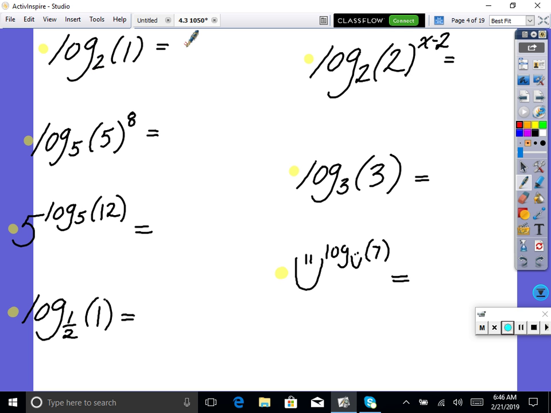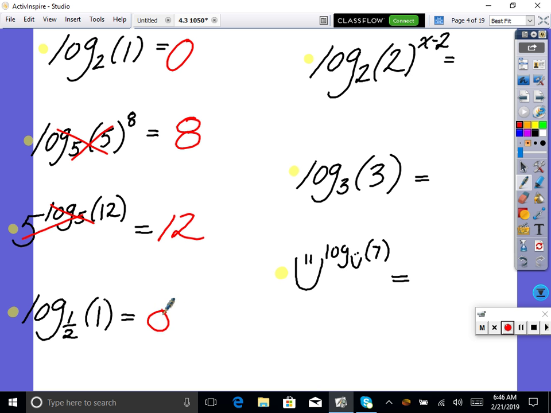Log base 2 of 1 equals 0. Log to any base of 1 always equals 0. That was one of our rules, right? All right, log base 5 of 5 raised to the 8th power will simplify to be 8. Very good, because these cancel out. Awesome. Right here, base 5 raised to the log base 5 of 12 is 12, you're right. These inverses undo each other. Log to the base one-half of 1 is 0. Okay, good. Log base 2 of 2 raised to the x minus 2.